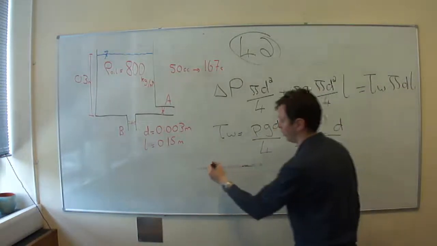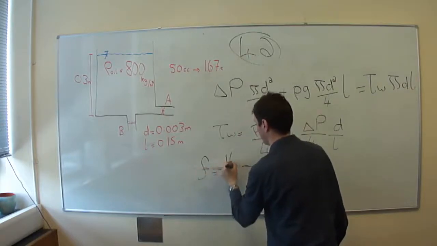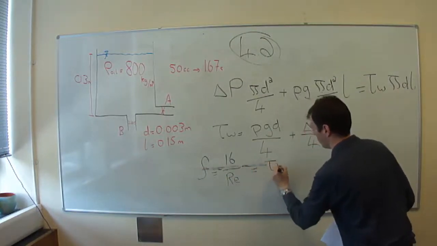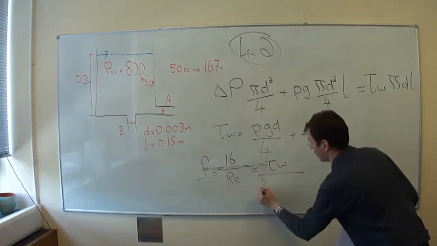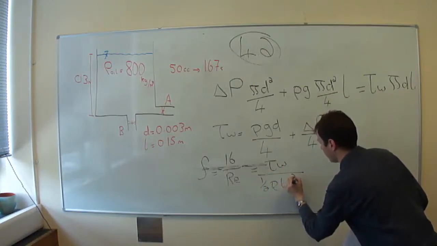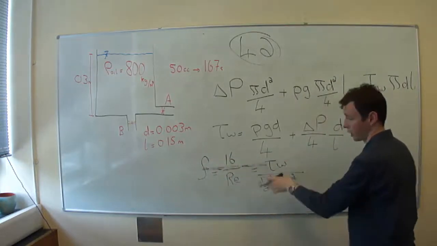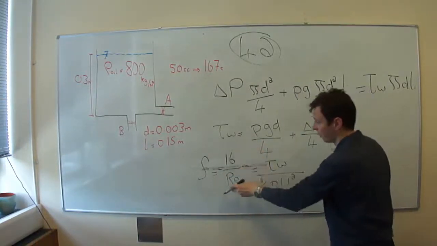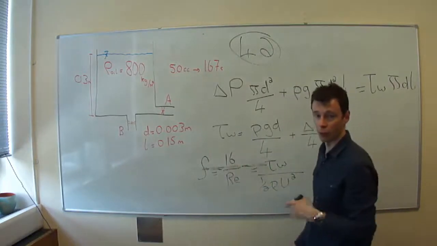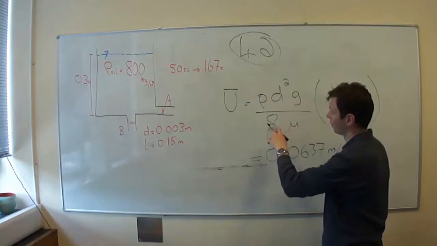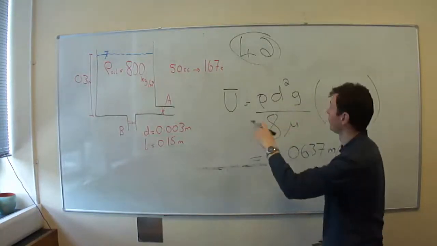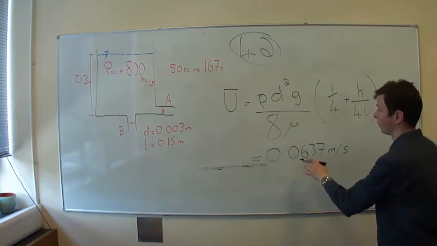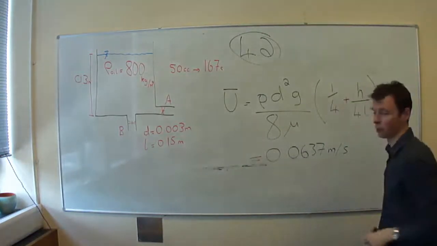I'm going to do the same thing again. f equals 16 over Re, equals shear stress over half rho U squared. So we can follow exactly the same process as before, but now we're going to substitute in for this value of tau W, and also Reynolds number, and we're going to solve this time for U, the velocity. If you rearrange that expression for a value of U bar, you get this expression here. So have a go at rearranging and simplifying it. Work it through. This is your value of velocity that you should get out.